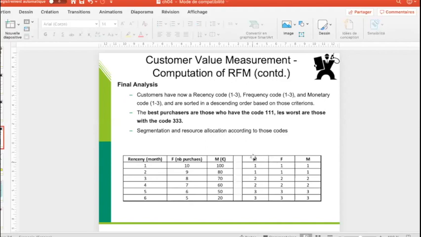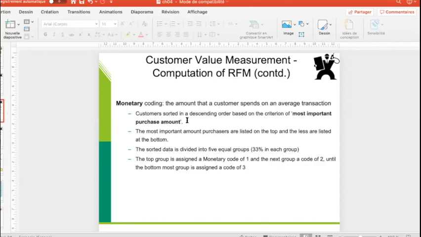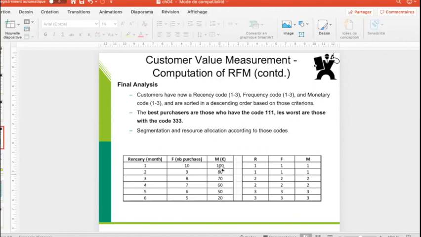Now I have two new variables, recency and frequency, with scores between 1 and 3. Finally, I do the same thing for the monetary amount, the money that the customers have spent on each transaction. Again, I sort in descending order, so the largest purchase amounts are in the upper part of the database and the smallest in the bottom part. I divide in three groups and give a score of 1, 2, or 3. You have two customers who spent 180 euros, two customers 70 and 60 euros, and two customers between 50 and 20 euros. Group 1 gets score 1, group 2 score 2, and group 3 score 3.